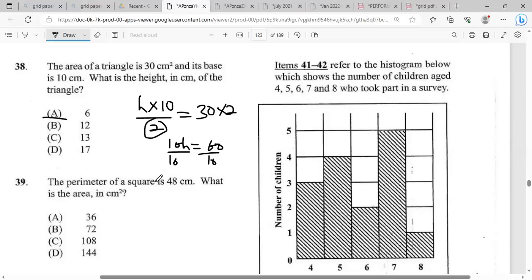The perimeter of a square is 48 centimeters. What is its area? So much time to draw this, guys. Come now, I want nobody to get this wrong. So 48 divided by 4 would give us one side. So that works out to 12, 12 times 12, 144.